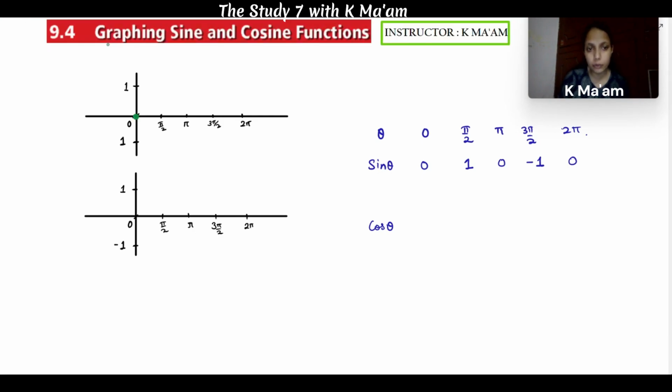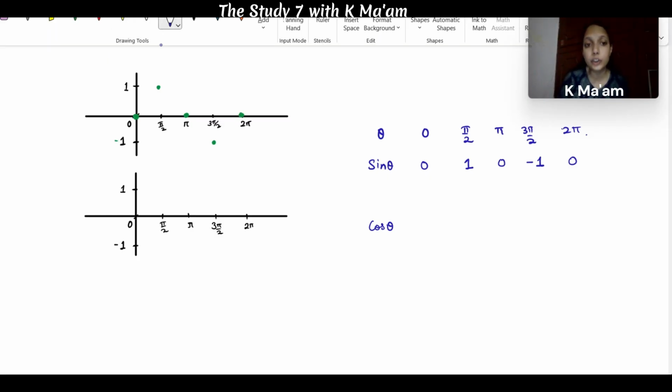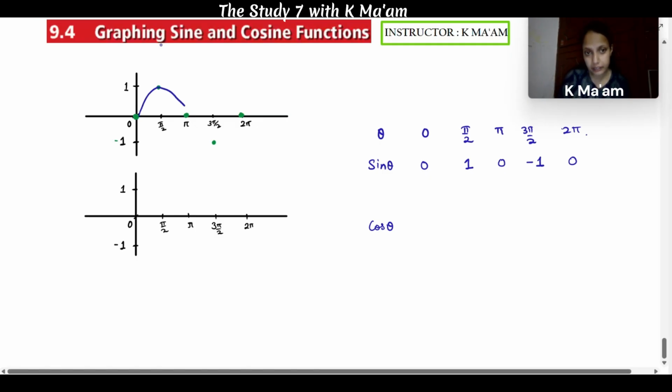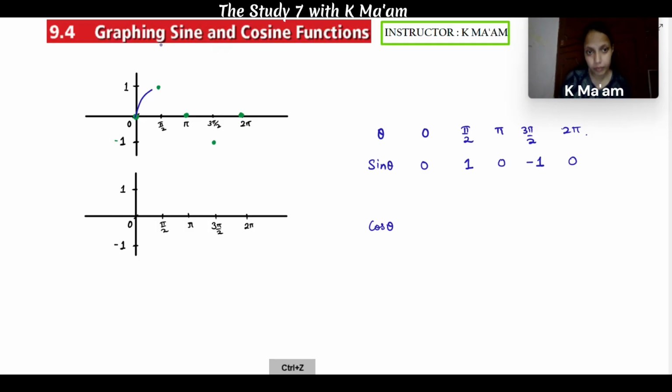At 0, it's 0. At pi by 2, it's 1. Then at pi, 0, negative 1, and again 0. Try to connect these dots. I connect this, it goes down, and this. So this is the basic curve of sine x. After 2 pi or before 0, the same part of the curve is repeated infinitely many times. So it can be extended with the same length, same width, from both sides.